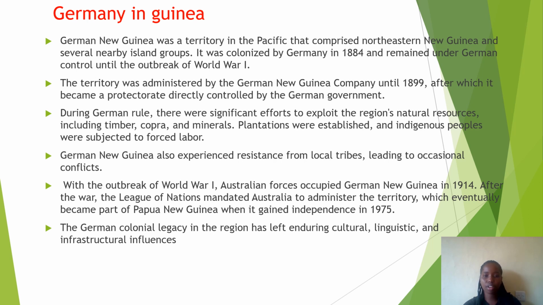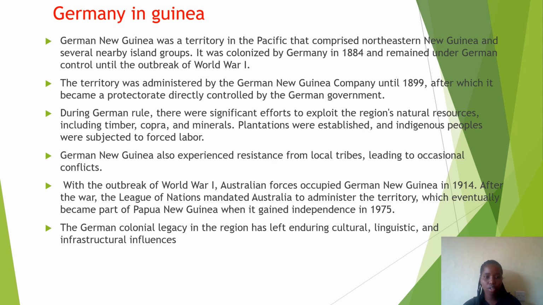During German rule, there was significant effort to exploit the region's natural resources, including timber, copra, and minerals. Plantations were established and indigenous people were subjected to forced labor. German New Guinea also experienced resistance from local tribes, leading to occasional conflicts.